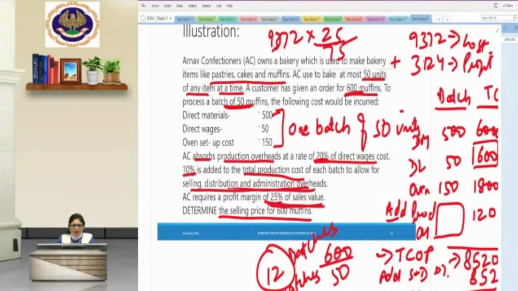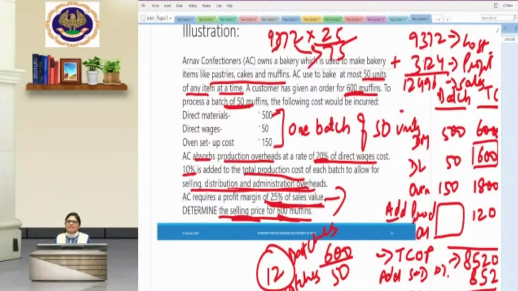All right. You have to calculate the selling price for 600 muffins. Calculate the sales first. 9372 plus 3124, 12496 is your sales. Clear? So students, this is the total cost. We have added the profit, which is 25% of sales, but you have to calculate it on cost. Cost has to be less than 100. So 9372 into 25 by 75, the profit is 3124.